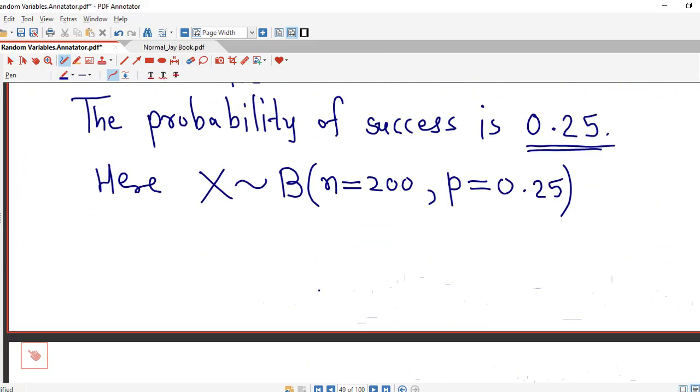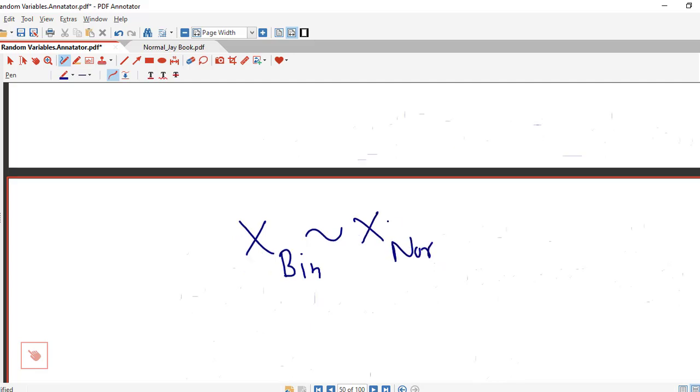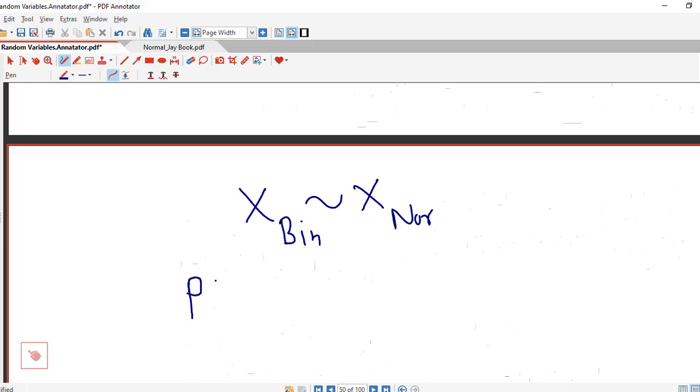whether we can approximate binomial distribution by normal distribution or not. And for that we must remember these two conditions. If n into p and n into 1 minus p both are strictly greater than 5, then normal approximation is very good approximation to binomial distribution. So if we want to use normal approximation, suppose we want to approximate binomial random variable using normal approximation, then we have to remember this also.